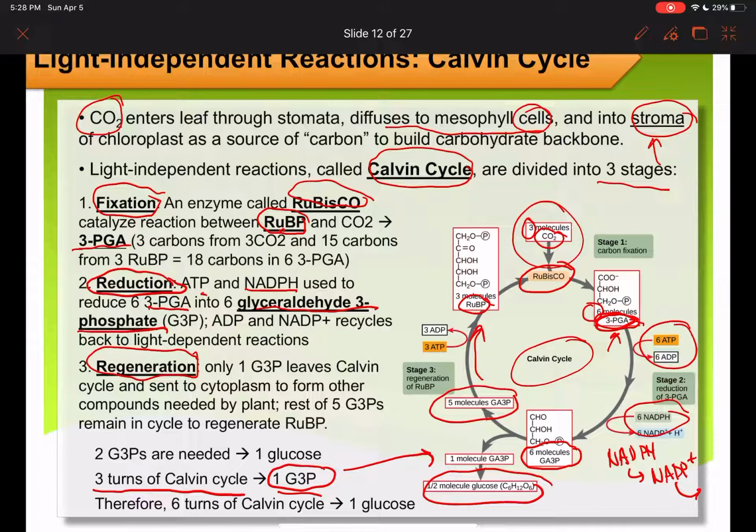So with 3 molecules of CO2, we go through Calvin cycle 3 times to produce 1 molecule of glyceraldehyde 3-phosphate. Since 2 glyceraldehyde 3-phosphate is necessary to make 1 glucose molecule, you need a total of 6 turns of Calvin cycle in order to produce 1 glucose molecule for photosynthesis. So this should be the answer that goes to item letter D in your worksheet. 2 glyceraldehyde 3-phosphate is required to make 1 glucose, while we need 3 turns of the Calvin cycle to make 1 glyceraldehyde 3-phosphate. That means we need 6 turns of the Calvin cycle to make 1 glucose molecule, okay?